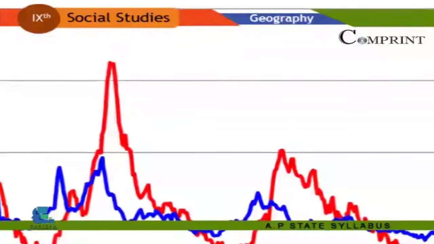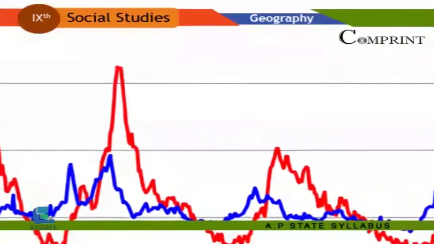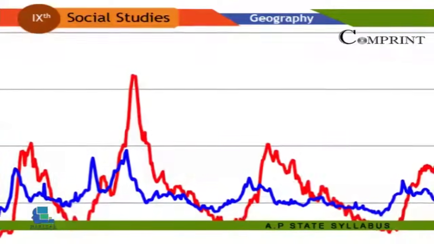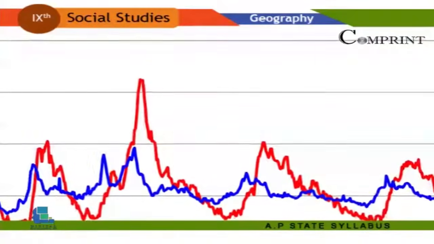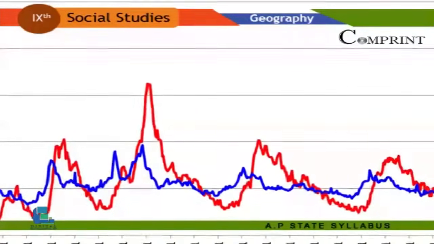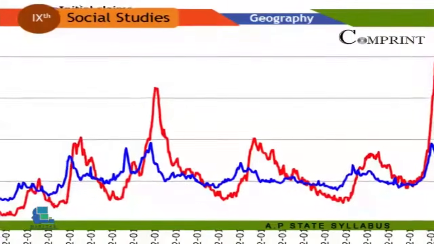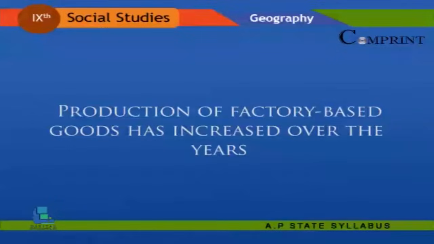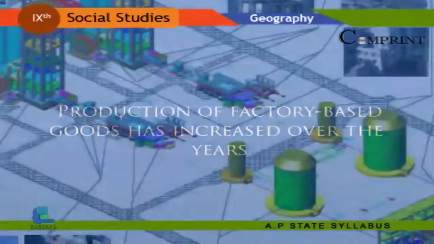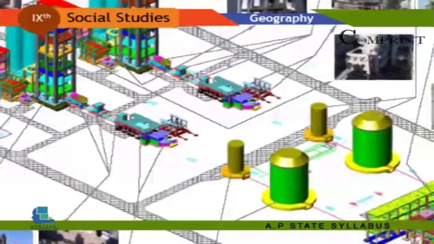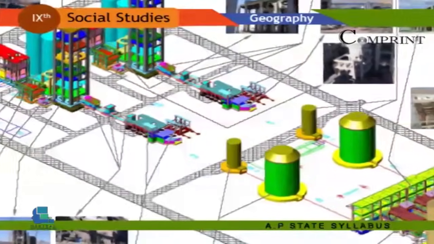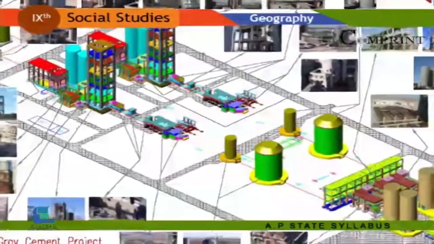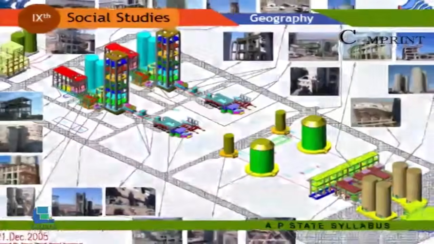Even after 6 decades of Indian independence, the share of employment has not gone up as much as expected. Also, a large section of workers are employed in small industrial units, which generally pay very low salaries and are devoid of safe working conditions and health benefits. Production of factory-based goods has increased over the years. You may recall that establishing basic industries was the first step the Indian leaders took to industrialize India. Establishment of those industries resulted in increased production of these goods.